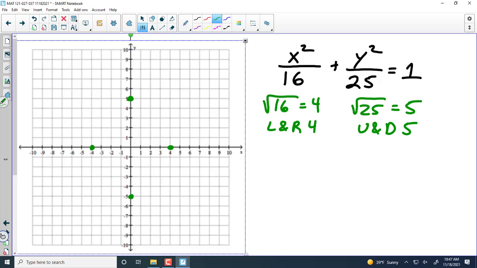So I'm going to go left and right 4, up and down 5. And then I will do my best, which is not always amazing, but I always try, to get an ellipse.